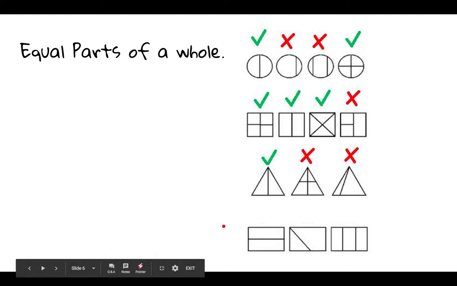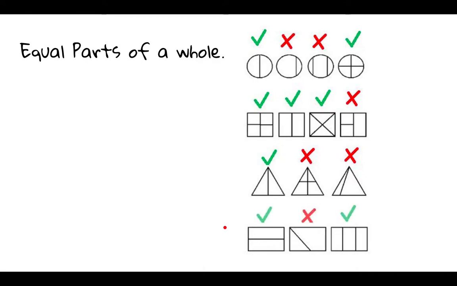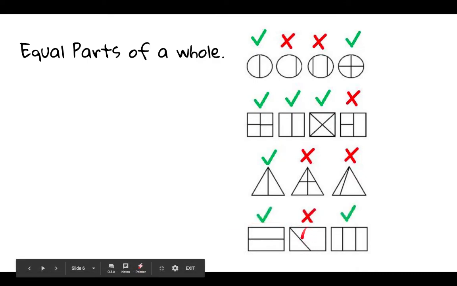When I look at the fourth row, I'm looking for which ones are equal parts of a whole again. And the only one that's not is this middle one. So this one's cut straight down the middle, and while this one's cut into thirds, they are equal parts.